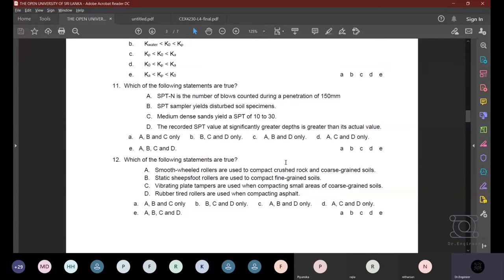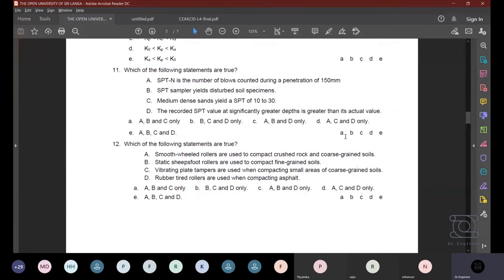The next question: which of the following statements are true? These are based on compaction, mostly on road projects. Smooth wheeled rollers are used to compact crushed rock and coarse grain soils. Yes. Static sheep foot rollers are used to compact fine grain soils. Yeah, they are used to compact that. Sheep foot rollers are used to compact very fine soils like clay soils.